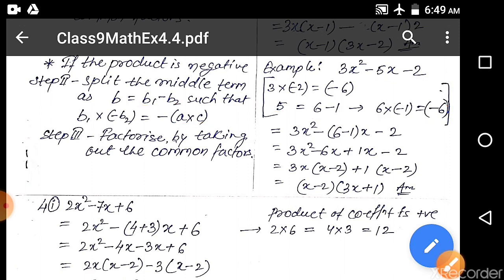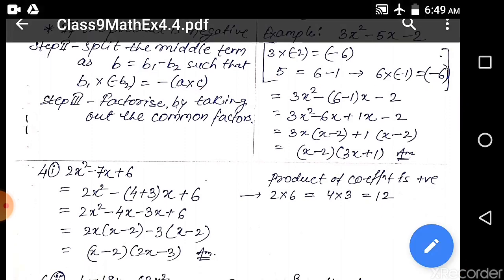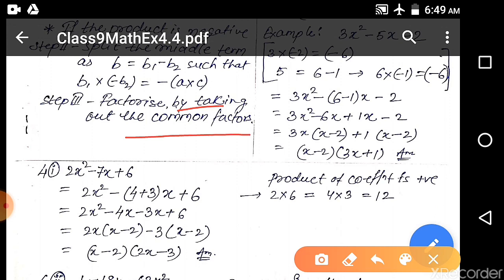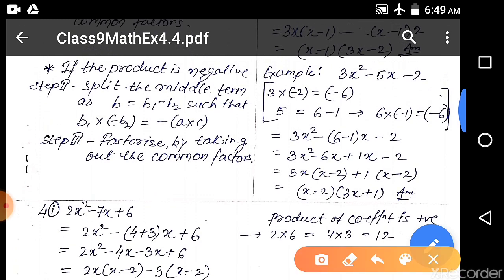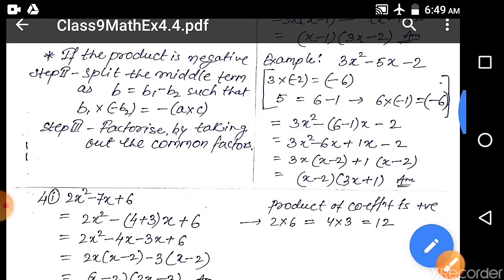Now we can proceed with the third step, that is, factorize by taking the common factors. Here, first, this is the first line, and we have split the middle term 5 as 6 minus 1 inside the bracket. Now after breaking the bracket, we have 3x² − 6x, and minus into minus gives plus 1x. So this is the next line.